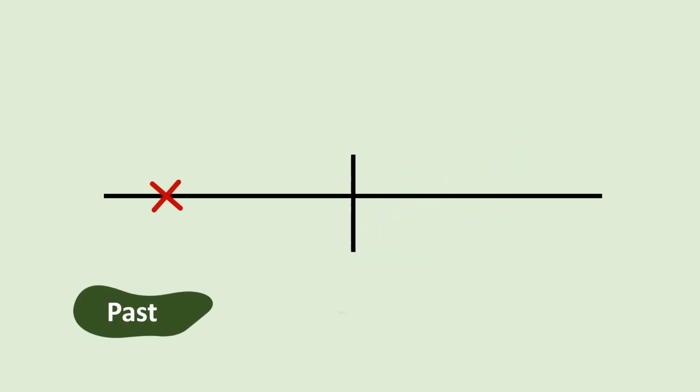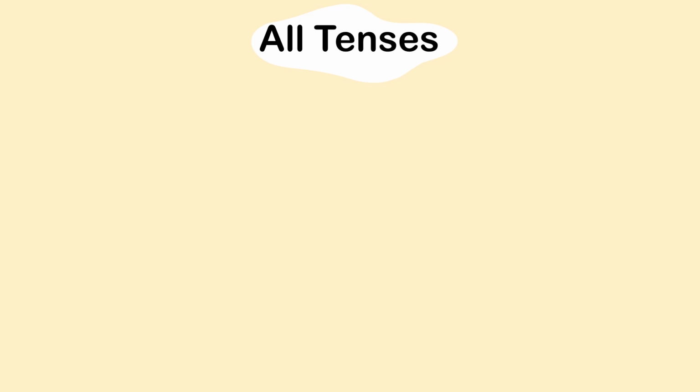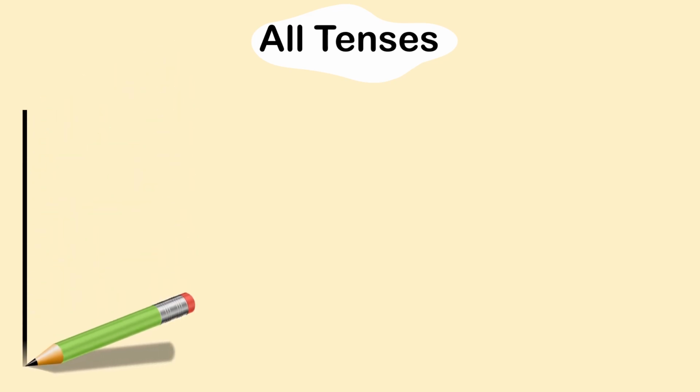Simple present. Verb tenses show the time that an action takes place. Here's a chart showing all the tenses.